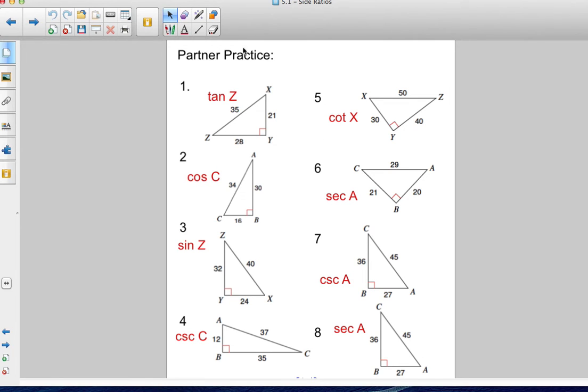So those are the 8 partner practices. You want to get pretty quick at doing these. You don't want to get hung up on these, especially at quiz time. These ones you kind of want to be able to fly through.